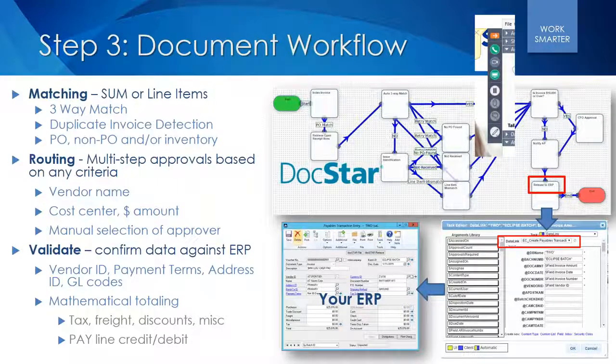Validating data. Again, pulling vendor IDs, payment terms. If the payment terms on the invoice that we extract and the payment terms on the vendor card are different, how do we deal with that? So various types of logic we can build in using these if-then-else logic steps that you see here in these white blocks.